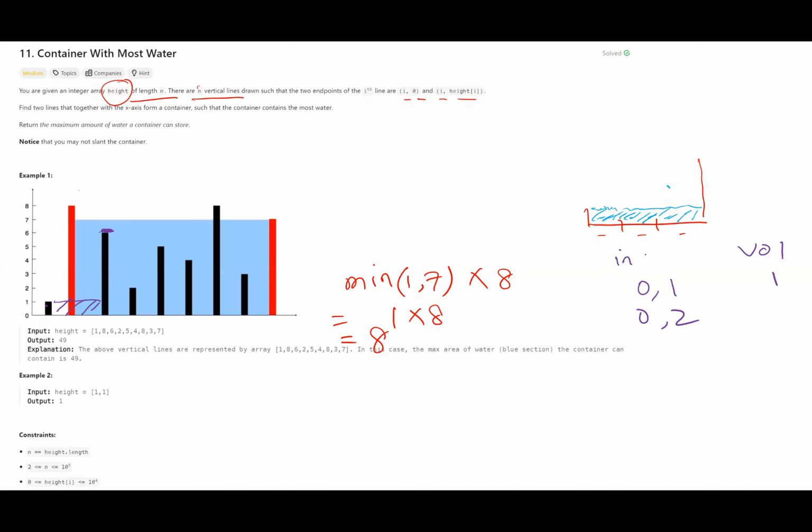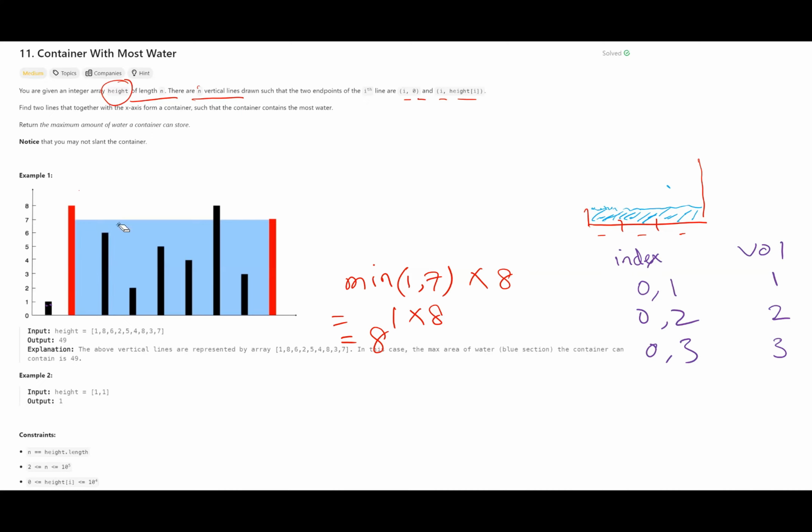So between index 0 and 2, the container can have a maximum of 2. Between 0 to 3, the amount of water can be, again, 3, right? Because the wall height is 1 here.